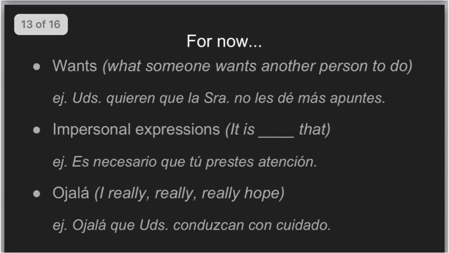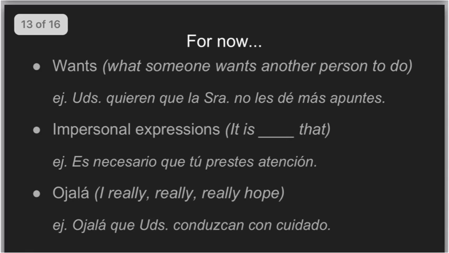You also need to know the impersonal expressions. The impersonal expressions are always going to be translated as it is blank that: it is good that, it is bad that, it is interesting that, it's necessary that, it's important that. You have a lot of them as part of your vocab on your last vocabulary sheet for the coche en carretera. We have here, por ejemplo, es necesario que tú prestes atención. It's necessary that you pay attention.